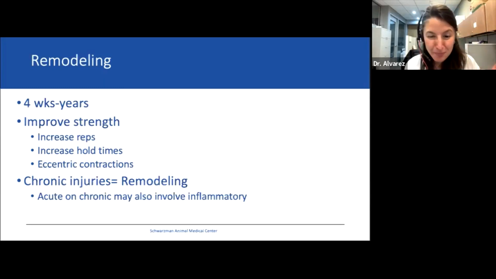So just to add a little bit of complexity to that, just because you have an old injury doesn't mean you can't go back to an inflammatory phase. And a classic example of that is a dog with arthritis, right? The original joint injury may have been when they were 1 year of age. Now they have OA, right? They're in a chronic state of healing, but then they can overdo it and they can have an acute exacerbation. You're back into the inflammatory phase, okay?